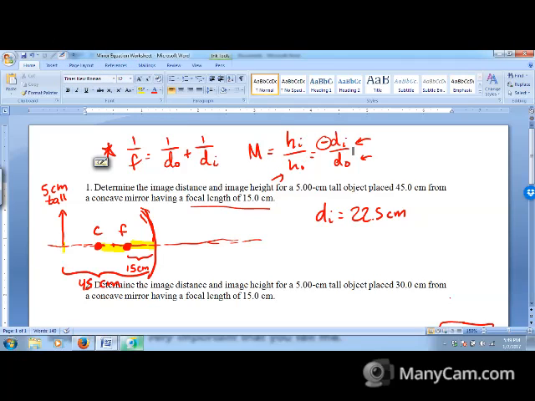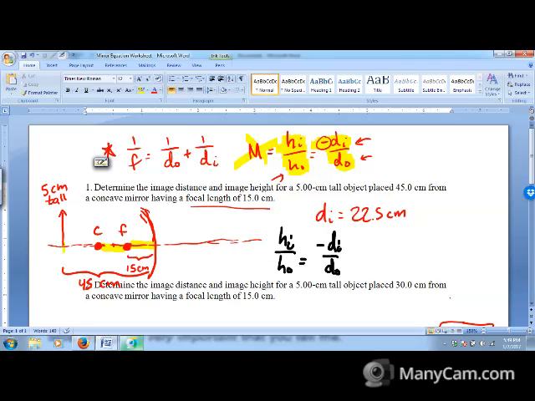This equation, you can use any or all parts of it, which means m is equal to hi over ho, which is equal to negative di over do. I don't have to use this part of the equation if I don't want to. I can use this relationship that says that the proportionality between the image height and the object height is equal to the negative of the image distance over the object distance. So I'm just going to use this portion of the equation, which means I'm going to copy it down here. Hi over ho is negative di over do. It's a fun thing to say.